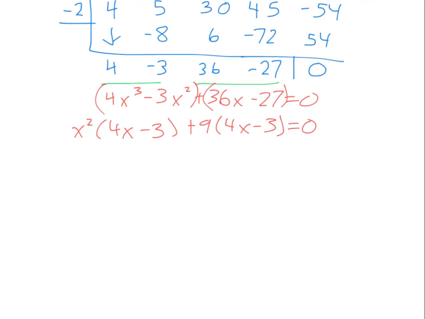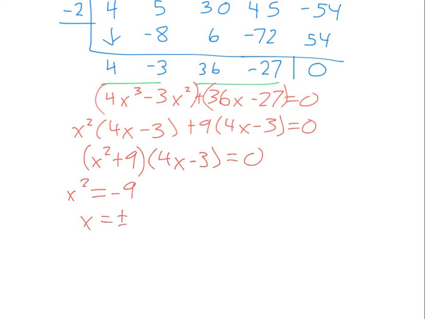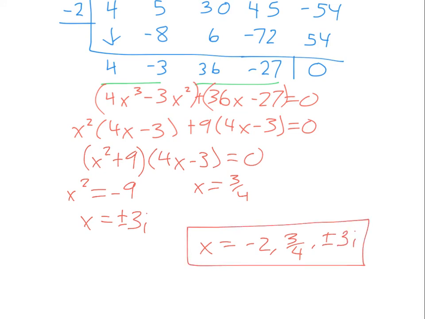All right, don't forget we already found -2 as a 0. Rearranging it, we have x squared plus 9 times 4x minus 3. So this is going to give us plus or minus 3i. This one is going to give us 3 over 4. So putting it all in one list, the first one we found was -2, then 3/4. Least to greatest is the preferred order, followed by irrational solutions. Okay, that is it for 5.8.